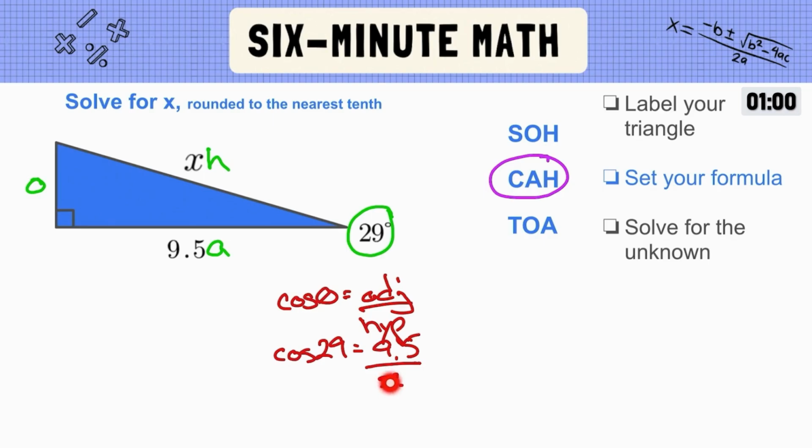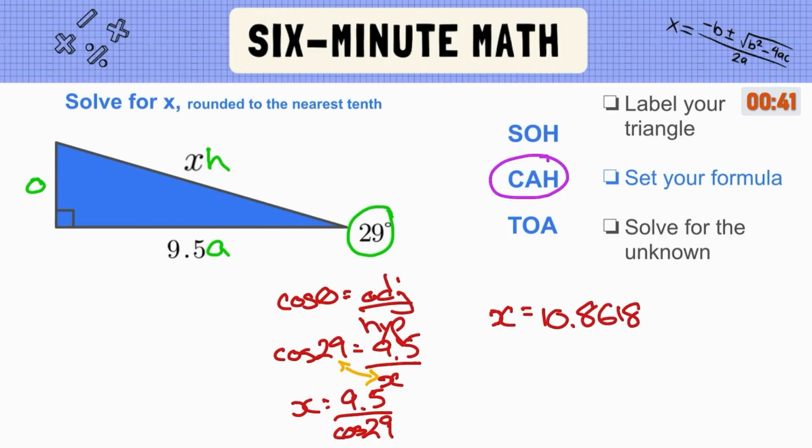We have our variable in our denominator again, which means we pull the old switcheroo, giving us x equals 9.5 over cosine 29. Into a calculator that goes, x is equal to 10.86186. And then rounded to the nearest tenth, we have x equals 10.9.